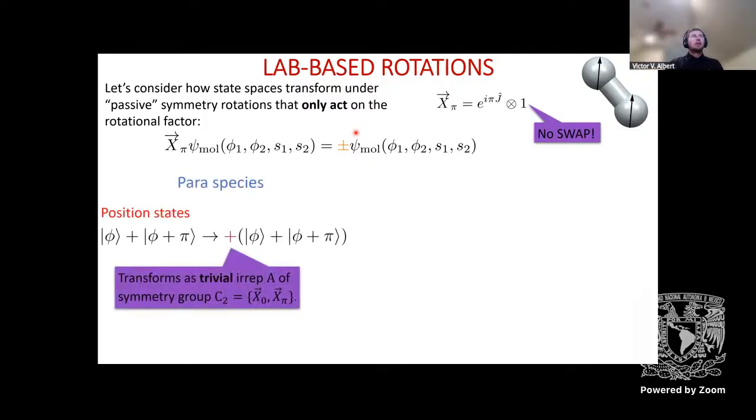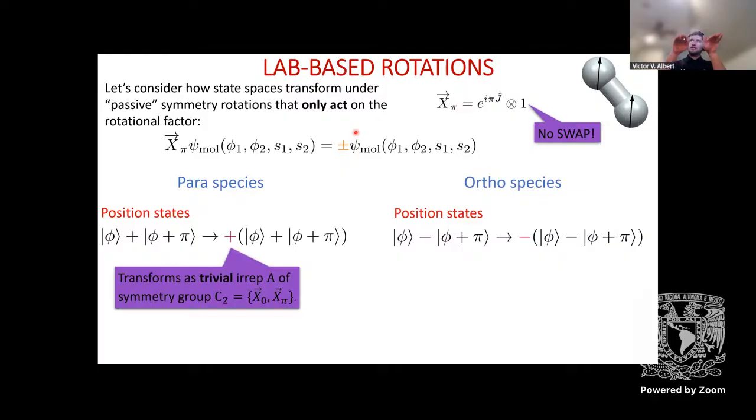So how does this work? Well, if we apply this (-1)^j to the position states of the para species, it's just going to shift them both by pi, but the superposition is positive, so it's just going to spit out a plus sign. And if we take the ortho species, it's just going to shift them both by pi, but now there's a relative minus sign. So when you go back to the same state, it spits out a minus sign. And these plus and minus signs can be identified with something that's called an induced representation.